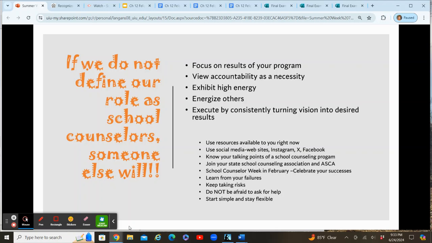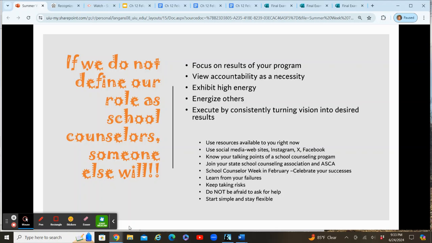I just think it's so important. They will support you. They will give you information. They will help you be a better school counselor. Celebrate School Counseling Week in February. I'm going to talk about this a little bit more in a later slide too. Celebrate your successes. Learn from your failures.